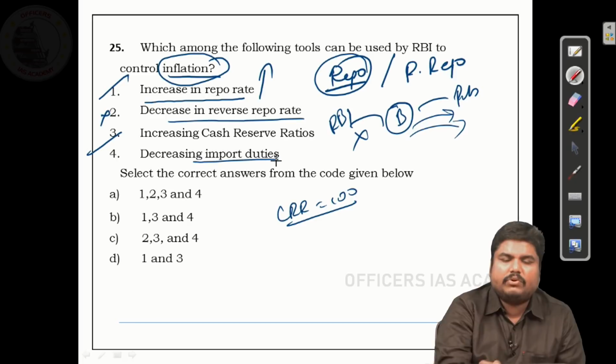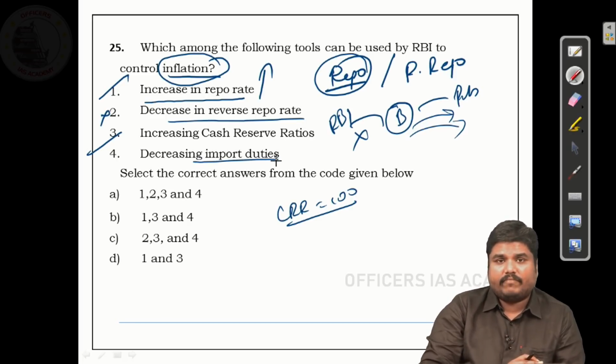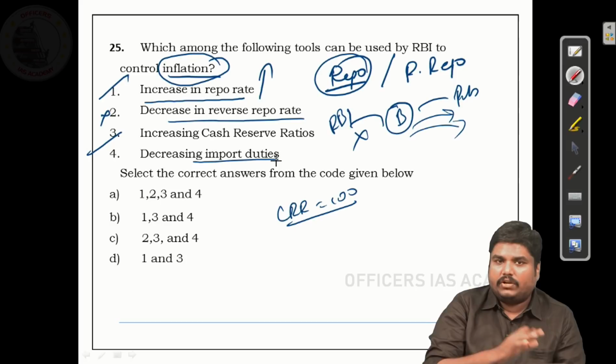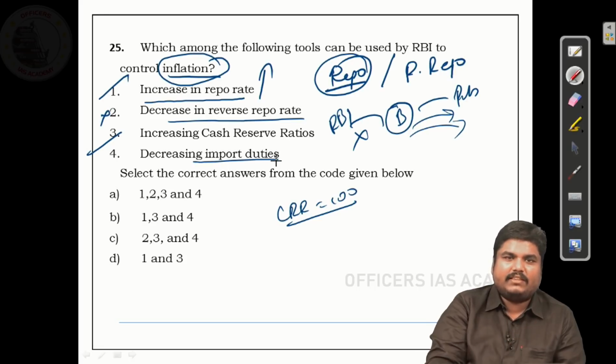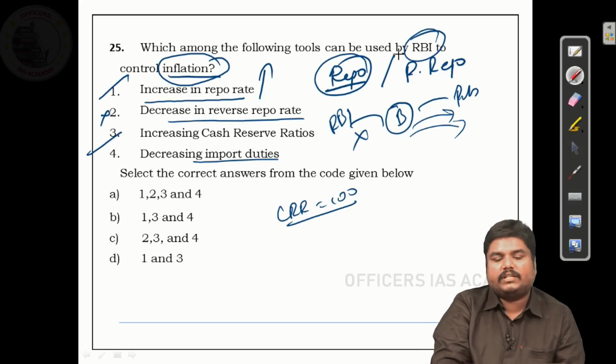What about decreasing import duties? Inflation means there is a price rise. That inflation is because of increase in demand. When there is more demand, to meet the demand we need more products, for which we will go for importing the goods. So generally the government will slash the import duties so that we can import the products to make sure that there is adequate product to meet the demand. But remember, the question is about tools used by RBI. Decreasing import duties is not a monetary policy, it is a fiscal policy which RBI cannot engage with. So, answer is going to be D, 1 and 3, right.